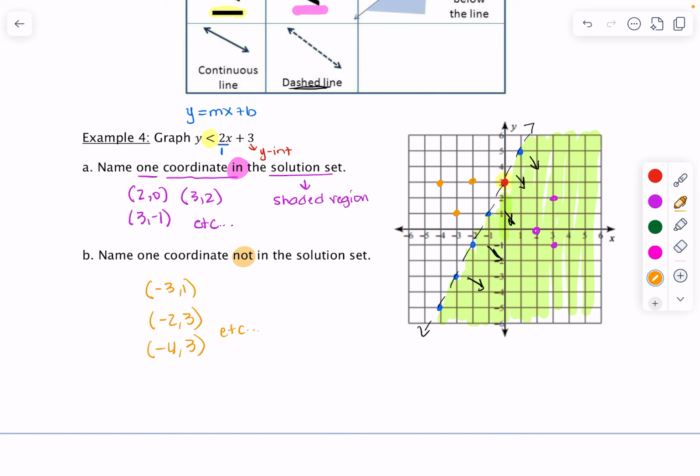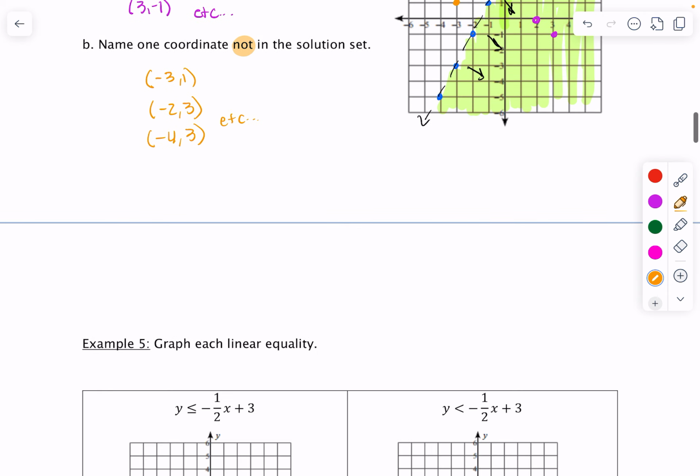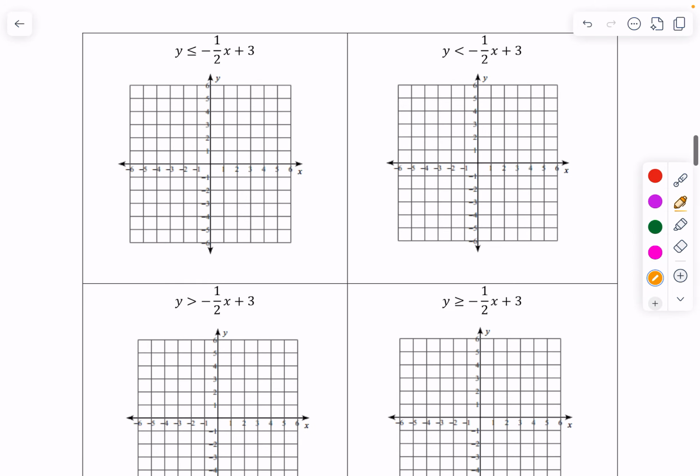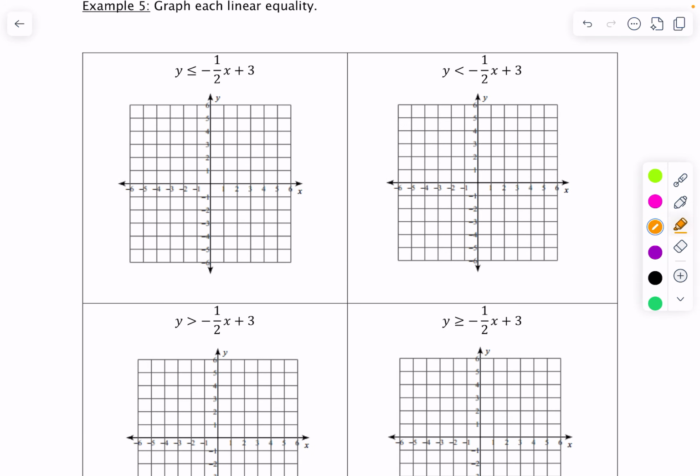Okay, so any of those coordinate pairs, if you were to plug them in, would not make that inequality true, unlike the ones in the shaded region. Okay, so I want to show you an example of what all the different options are for the same graph. So notice that each of these graphs is the same problem. Let me get the right color. So y ≤ -1/2 x + 3, that's the problem for all of these.